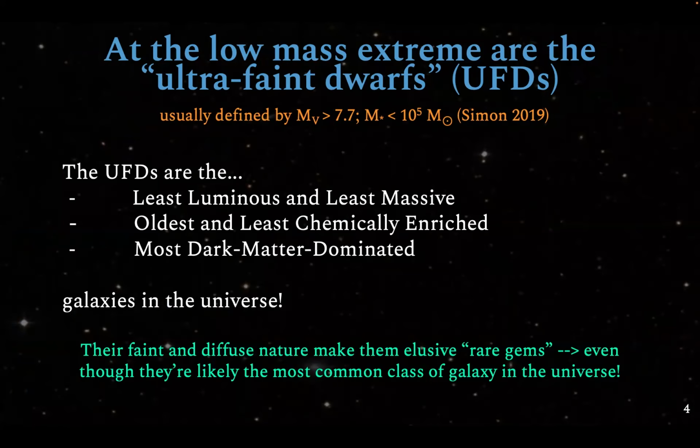And so to say a little bit more about those really faint galaxies that we're really interested in, these are the ultra faint dwarf galaxies. We roughly categorize them with a cut on stellar mass or absolute magnitude, somewhat arbitrarily set around negative 7.7 in V band absolute magnitude, or about 10 to the 5 in stellar mass.